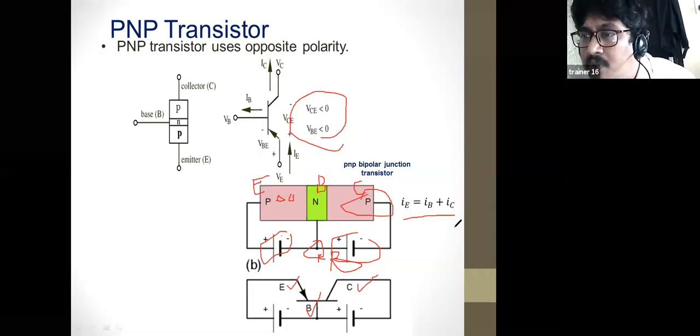Here the majority carriers are holes. In the previous one, NPN, the majority carriers are electrons, whereas in this case, the majority carriers are holes.